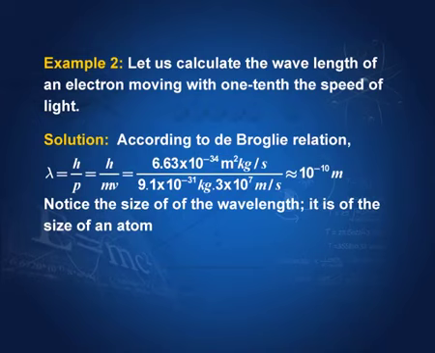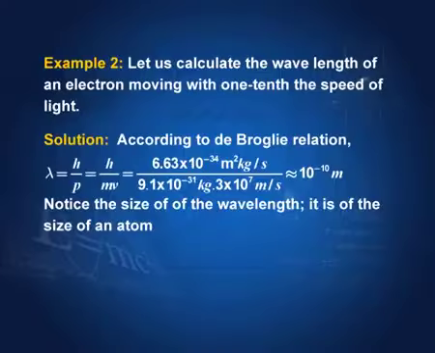This is the size of an atom. So, the electron does have a wave according to the de Broglie relation. We have not yet verified the relation, but if we accept that relation, then electrons have waves whose size is of the order of the size of the atom.